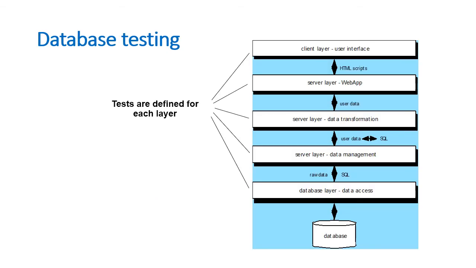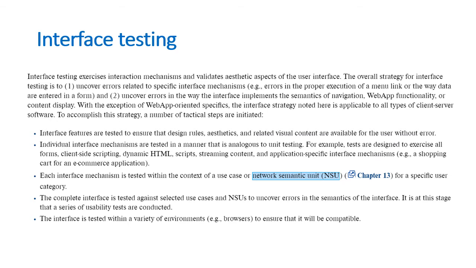We can also perform what we call database testing. We know that from the database to the user interface, we have different layers of data management. For example, starting from the database, we have the data access, management, transformation, the server layer, and then the user interface. So tests need to be defined for each layer to make sure the interfacing is done correctly and properly. Interface testing is performed to look at the interaction mechanism as well as validating the user interface.